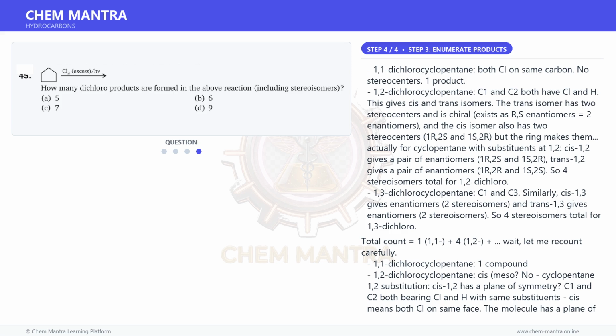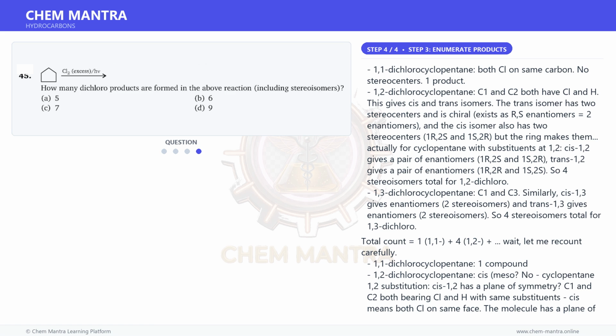1,1-dichlorocyclopentane, both Cl on the same carbon. No stereocenters. One product. 1,2-dichlorocyclopentane, C1 and C2 both have Cl and H. This gives cis and trans isomers.